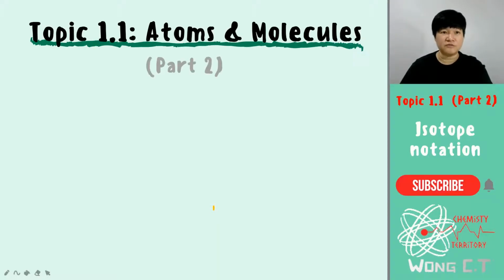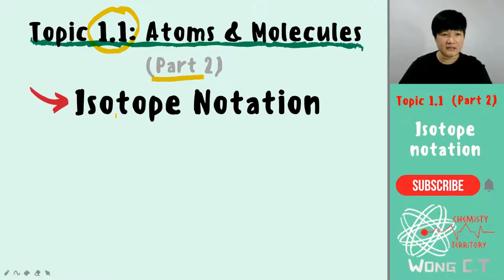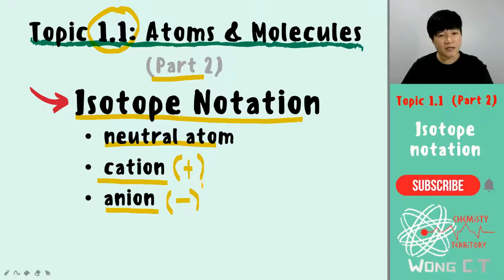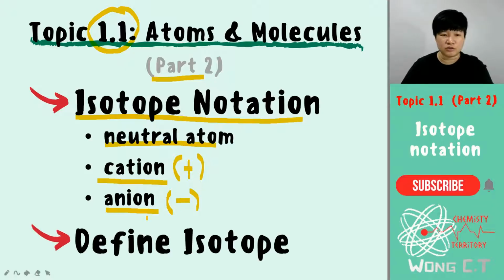And for this video, we'll talk about topic 1.1 part 2, where we will discuss isotope notation. We will discuss isotope notation for 3 different types of particles, and they are neutral atom, your cation, and your anion. I hope you remember that your cation is your positive charge ion, while your anion is your negative charge ion. At the end of this video, we will also look into what isotopes actually are.